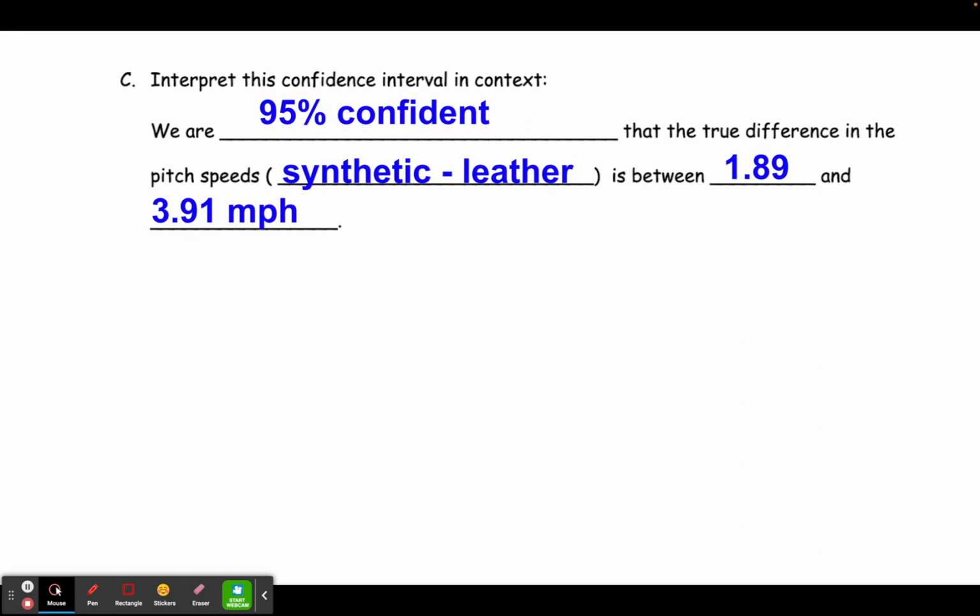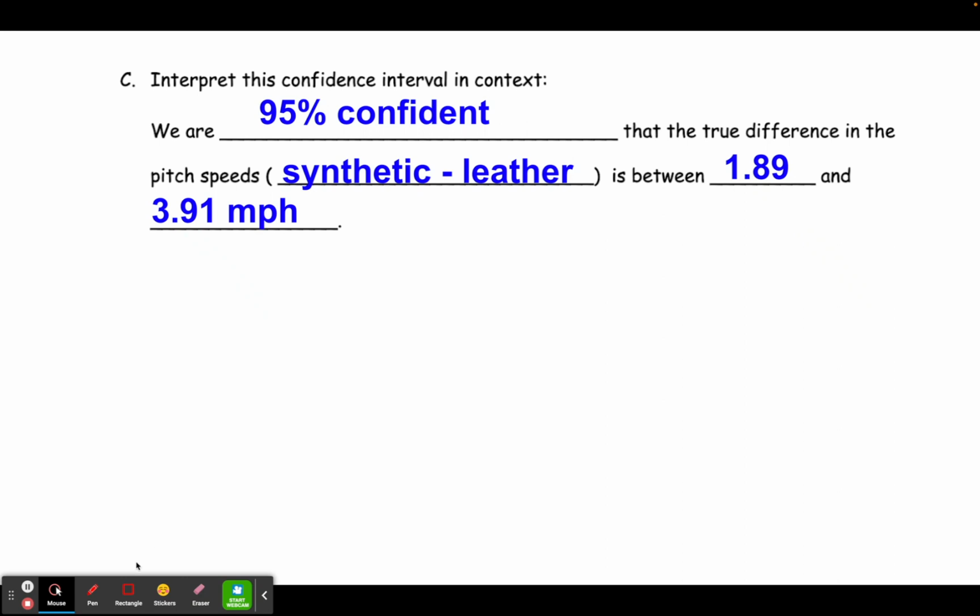And just like we did in section 9.3, you want to be sure to include units when you're stating your confidence interval. Because just saying 1.89 or 3.91 could be kilometers per hour, miles per hour. It's really important to include units there. That's just part of the context.